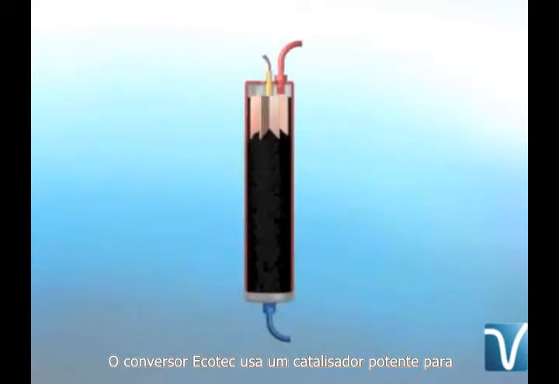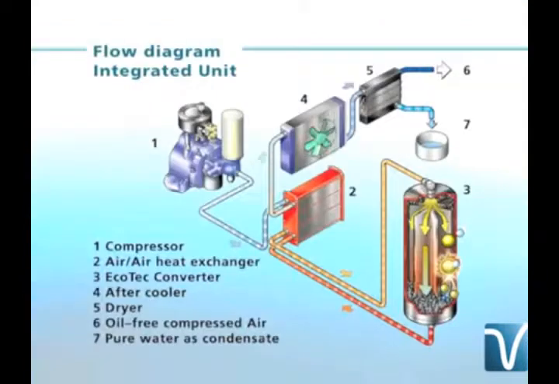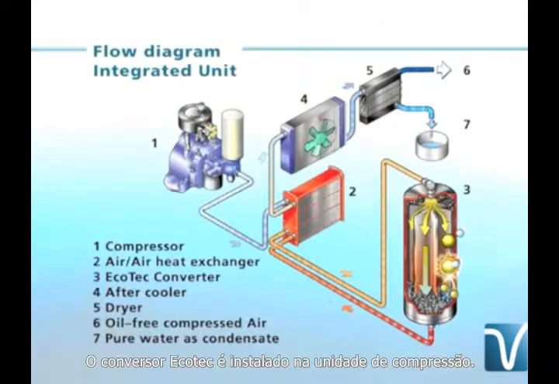The Ecotech converter uses a patented catalyst to convert oil into water and other traces of air, which are natural compounds of the atmosphere. Integrated unit. The Ecotech converter is installed right into the compressor unit.